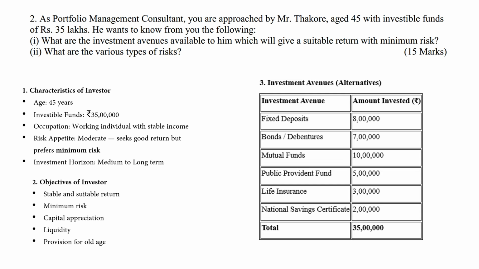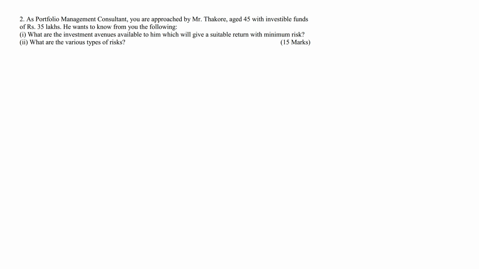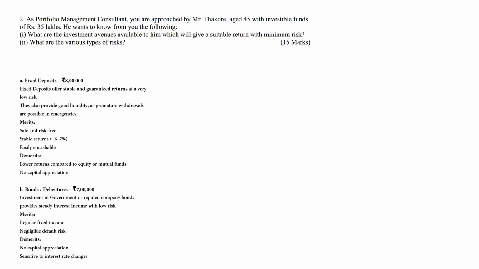Okay, so the next, now we are explaining. Fixed deposit, 8 lakh rupees. Fixed deposit offers stable and guaranteed return with very low risk. They provide good liquidity and premature withdrawal is possible in emergency. Merits: safe and risk-free return, stable return of 6 to 7%, easily encashable. Demerits: lower return compared to equity or mutual funds, and no capital appreciation.